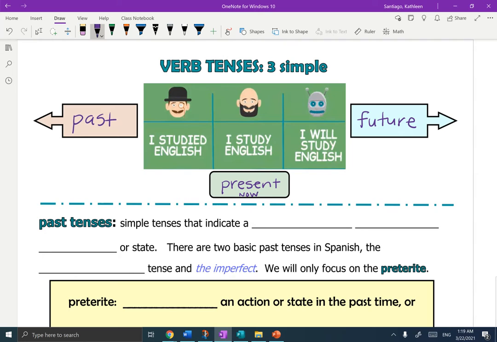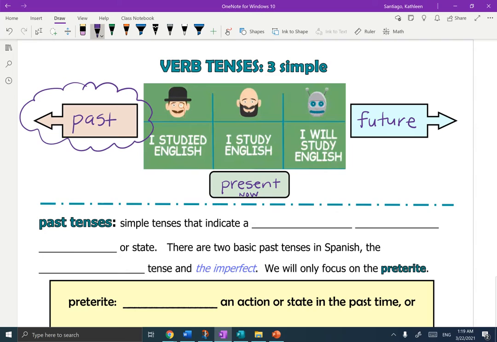Our focus is going to be on the past tense. So far in 7th grade and the beginning of 8th grade, we've only done the present tense. This is our first introduction to the past tense. So, what are the past tenses?